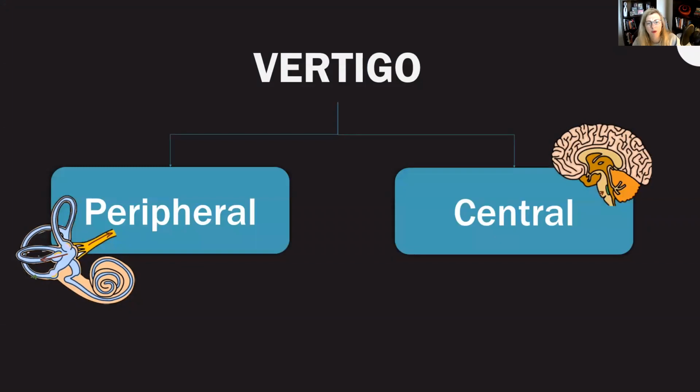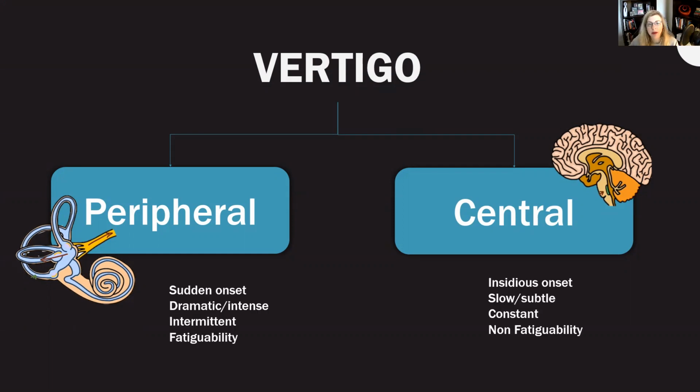Now let's talk about vertigo. There are two main types of vertigo, or at least two classifications. So the first one is peripheral, which means outside the brain, and then central, which means something inside the brain. These are different and they present differently, which is very handy. So when you talk to the patient, one of the things that you need to pay attention to is onset and how dramatic the symptoms are.